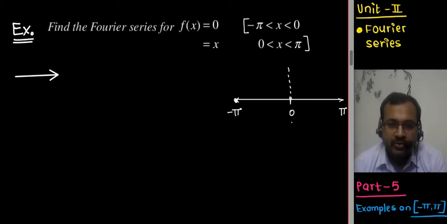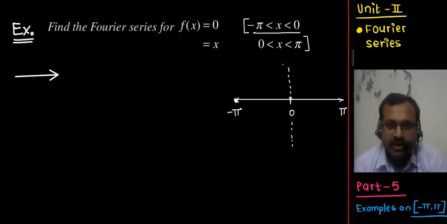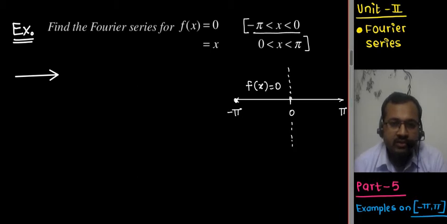So your f of x is divided in two parts. The first part is from minus pi to 0. In this range your f of x is equal to 0, and the second part is 0 to pi, and in this range f of x is defined as x.